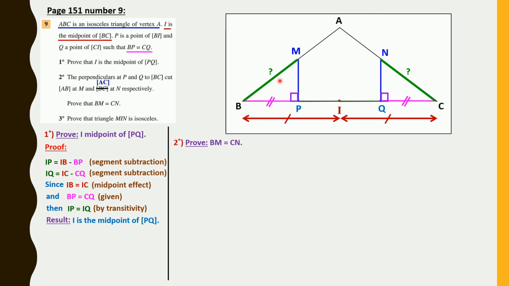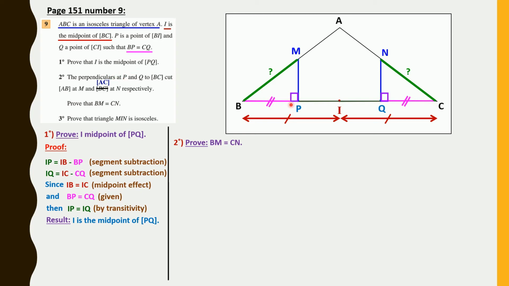So BM is a side of triangle BPM and CN is a side of triangle CQN. Let's try to prove that they are congruent. So in fact they have BP equals QC, it's given. Angle BPM equals angle CQN equals 90 degrees, perpendicular effect.